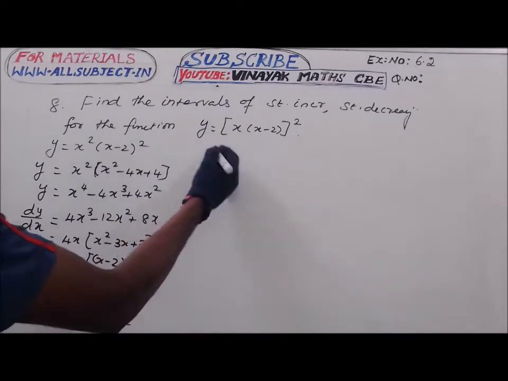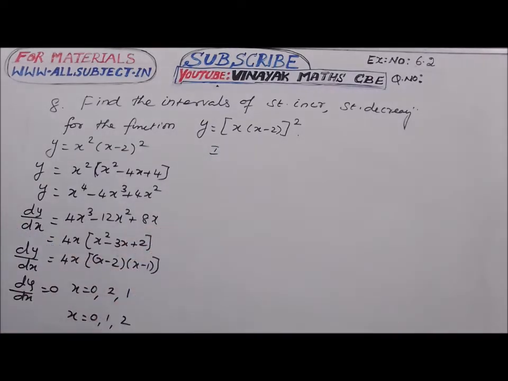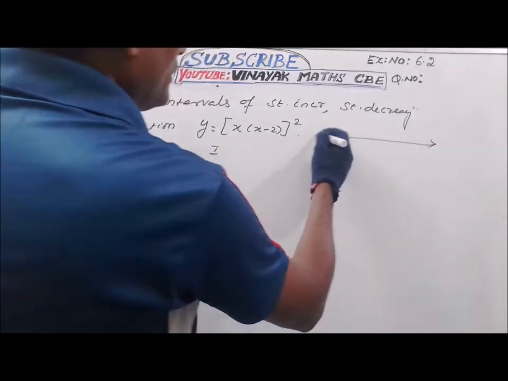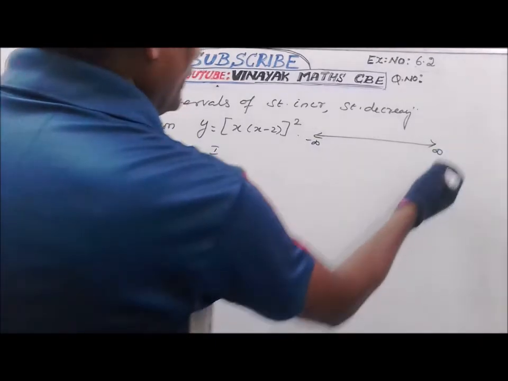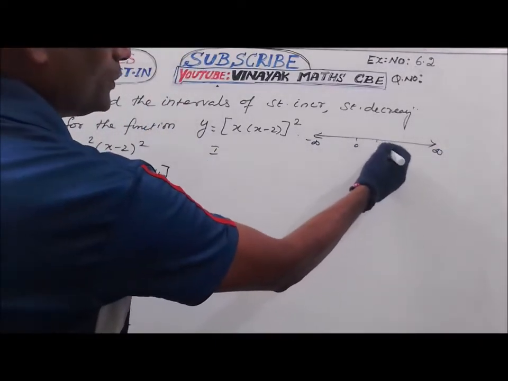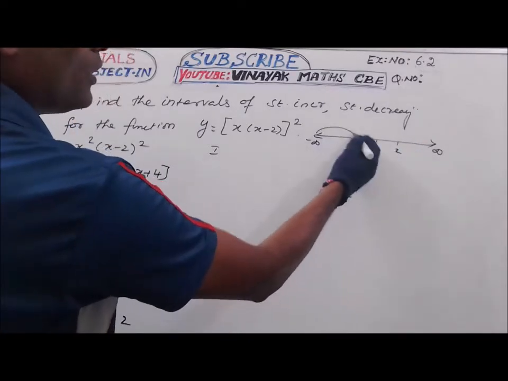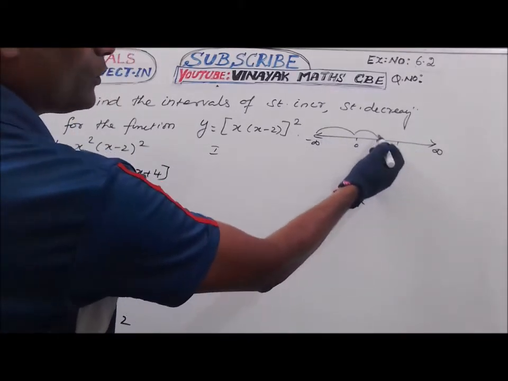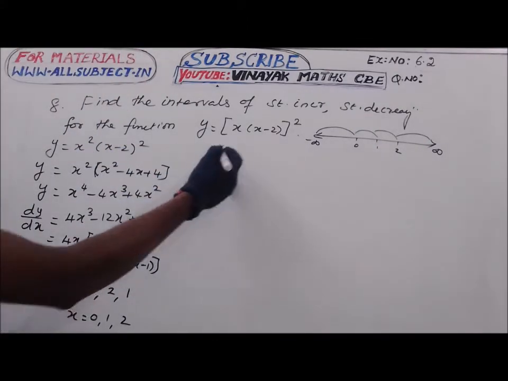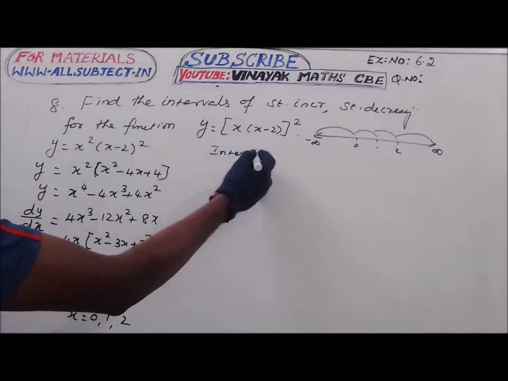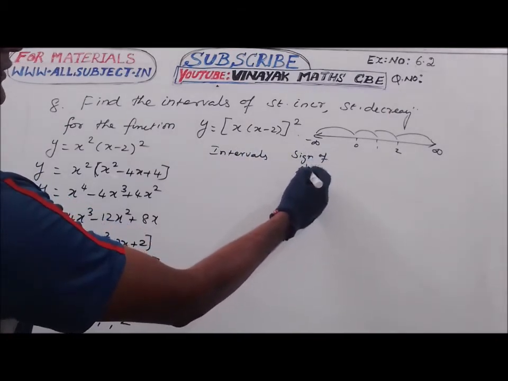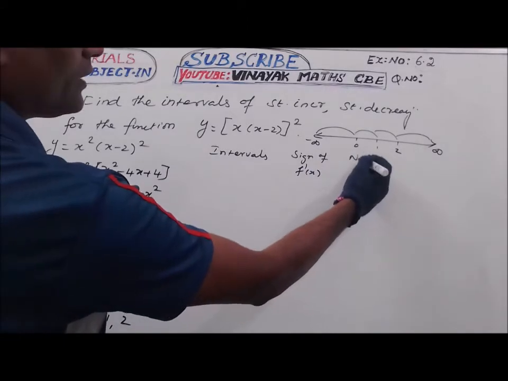So now for the intervals, we can split the number line, minus infinity to plus infinity, by the values 0, 1, 2. We have minus infinity to 0, 0 to 1, 1 to 2, 2 to infinity. There are 4 intervals we have got.